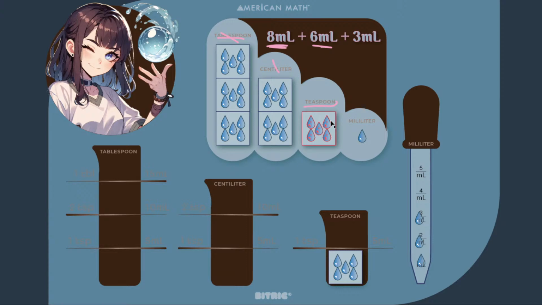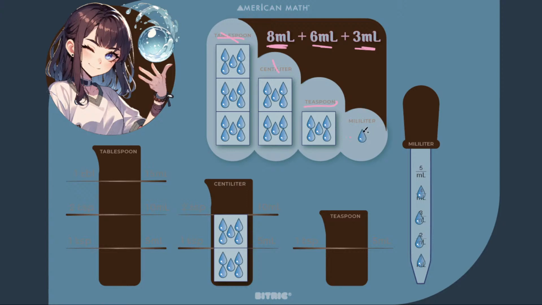But wait, our teaspoon's already full. So what can we do? We can clear and carry in our centiliter and put that into the centiliter beaker. And then boom, don't forget that we have 1 more milliliter left out of that. So what we'll do is take a singular droplet and put that into the dropper. And last but not least, we have 3 milliliters. So we know that we'll just place in individual droplets.